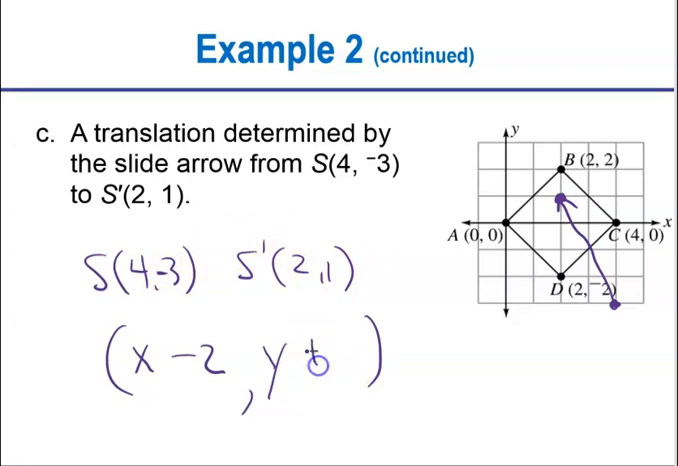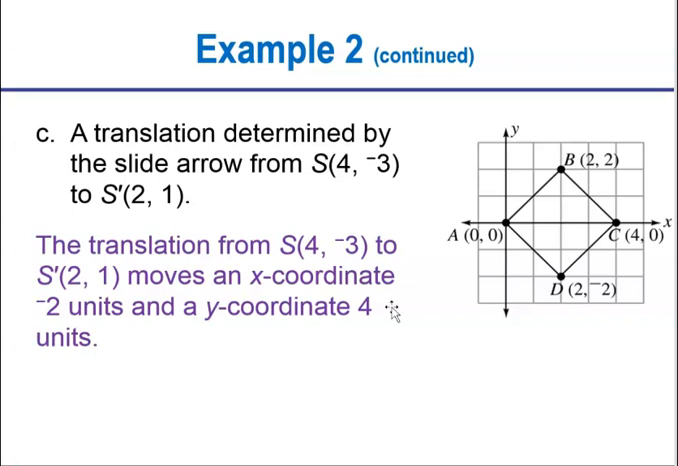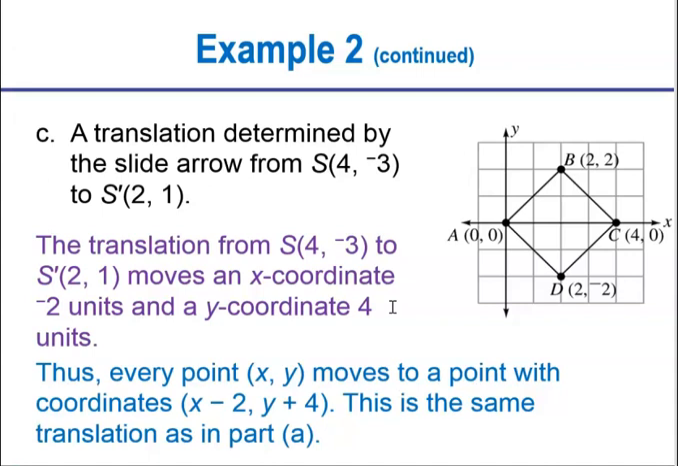Now, I wouldn't have caught that at all, except I knew that this answer was going to be the same translation as A as well. Remember, that was our original A translation, x minus 2, y plus 4. So once again, here we go. The translation from S (4, negative 3) to S prime (2, 1) moves an x coordinate negative 2 units and a y coordinate 4 units. And thus every point (x, y) moves to a point with coordinates (x minus 2, y plus 4).